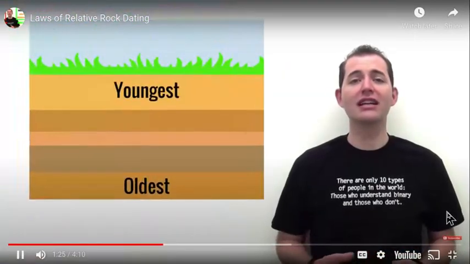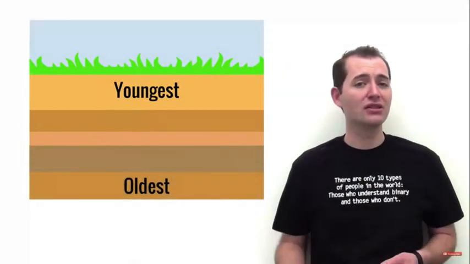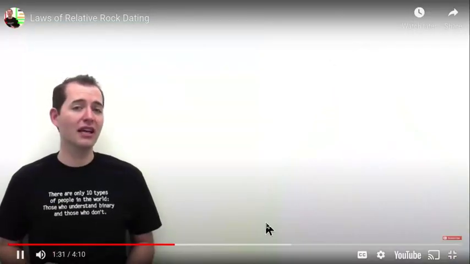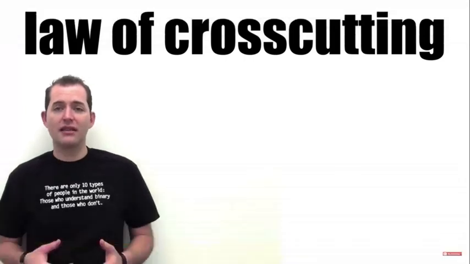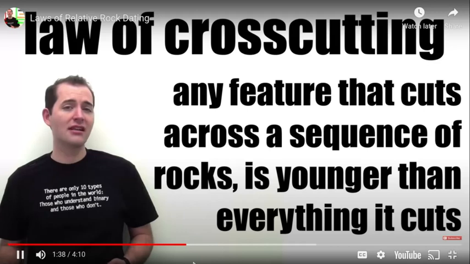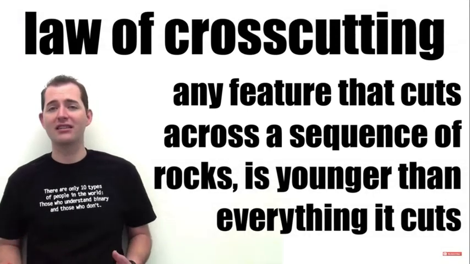The same is true with any undisturbed rock sequence. The oldest rocks are on the bottom and the youngest are on top. Let's now look at the law of cross-cutting. This law states that any feature that cuts across the sequence of rocks is younger than everything it cuts.